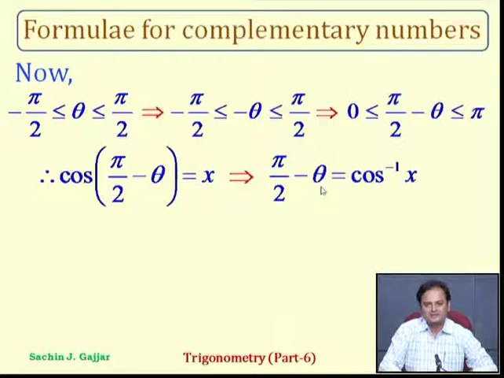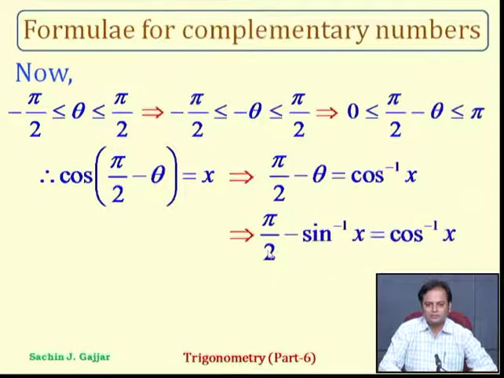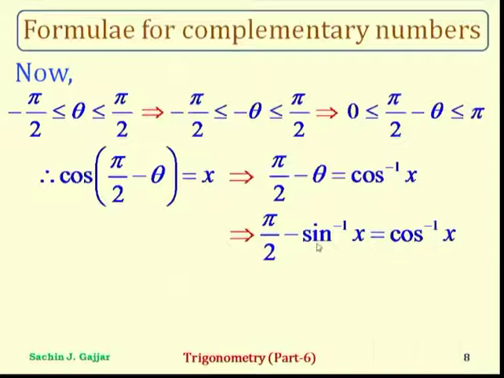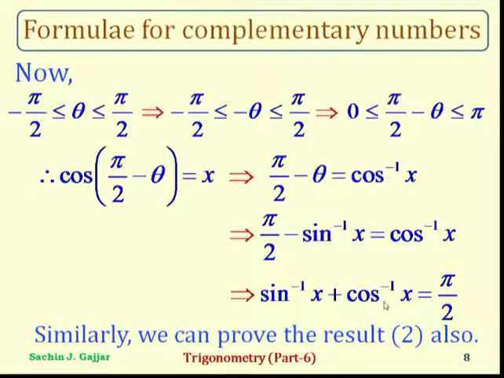Okay. Now what is theta? Theta is sine inverse x. So write down here instead of theta. So pi by 2 minus sine inverse x equal to cos inverse x. Now if you take minus sine inverse x on the right side, we get sine inverse x plus cos inverse x equal to pi by 2. And hence we have proved this result of complementary numbers, sine inverse x plus cos inverse x equal to pi by 2. Similarly, we can prove the result 2 also.